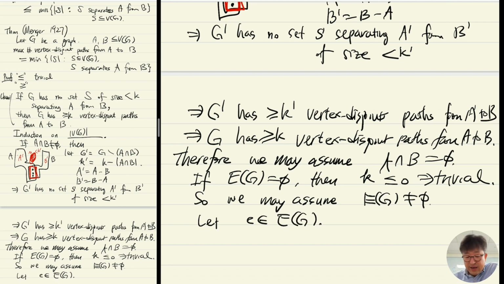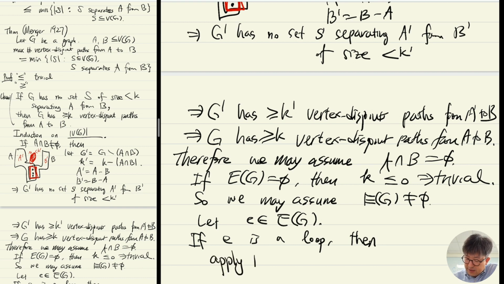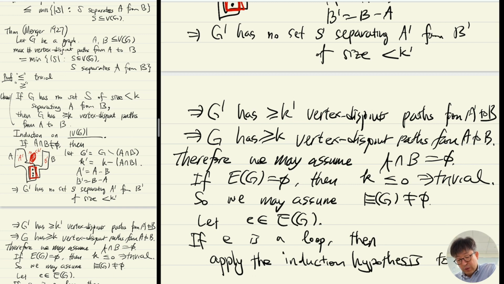Oh, but by the way, if E is a loop, then we apply the induction hypothesis to G delete E. Why? Because loops don't do anything for the maximum number of vertex disjoint paths, and loops don't do anything for the set separating A from B, right? So if I have a loop, I can delete it and apply induction.